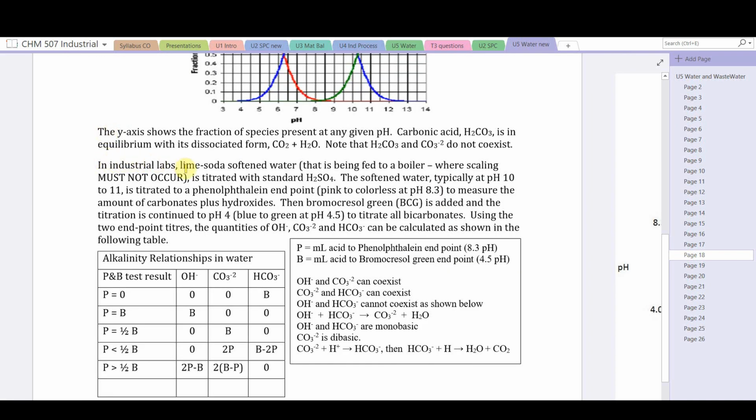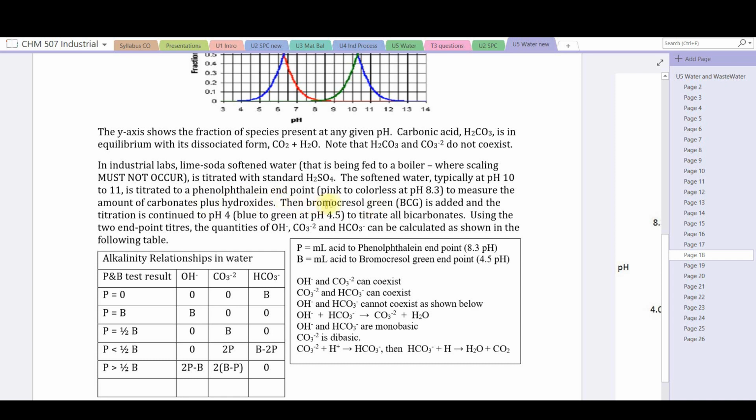In industrial labs, lime soda softened water, that is, being fed to a boiler where scaling must not occur, is titrated with standard sulfuric acid to determine the amount of carbonate and hydroxide that's present, and perhaps bicarbonate. Now the softened water is typically at pH 10 to 11 and is titrated to a phenolphthalein endpoint. Phenolphthalein changes from pink to colorless at pH 8.3, and that measures the amount of carbonates plus any hydroxides.